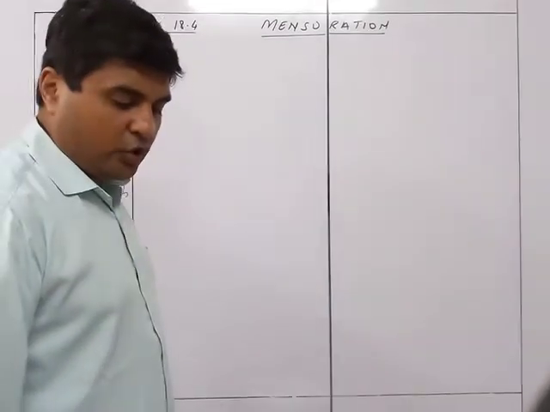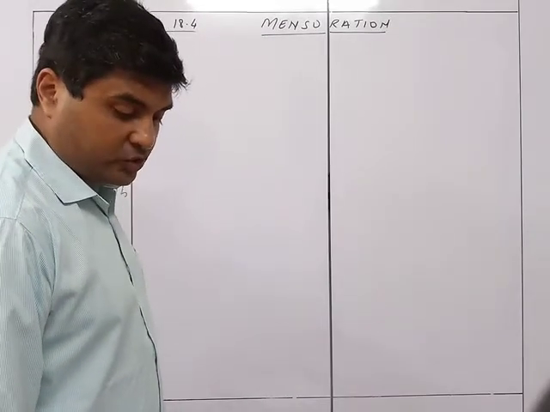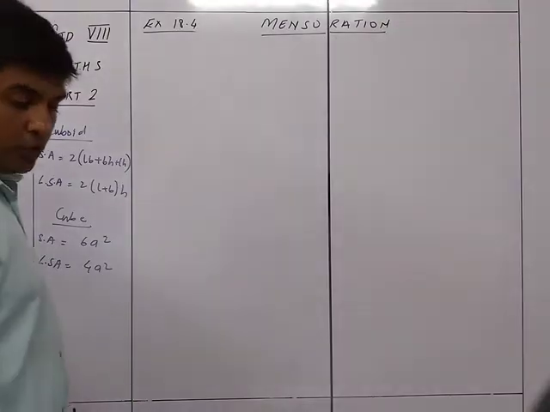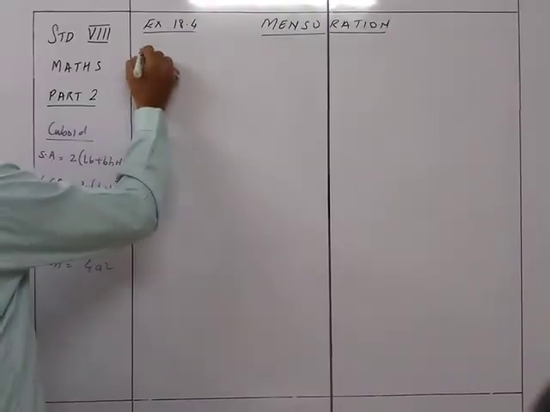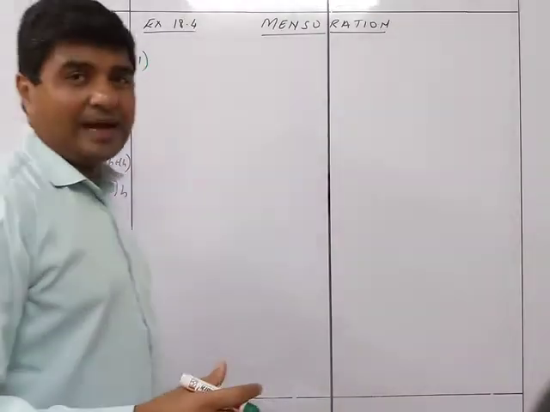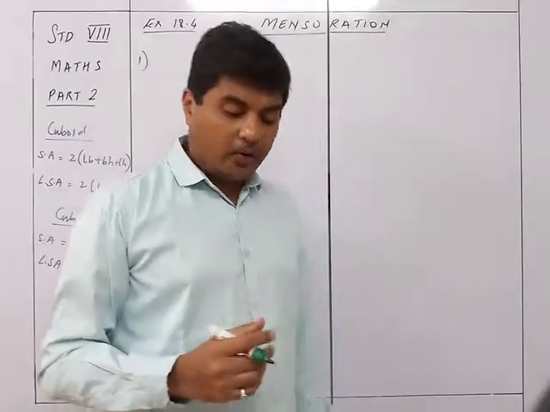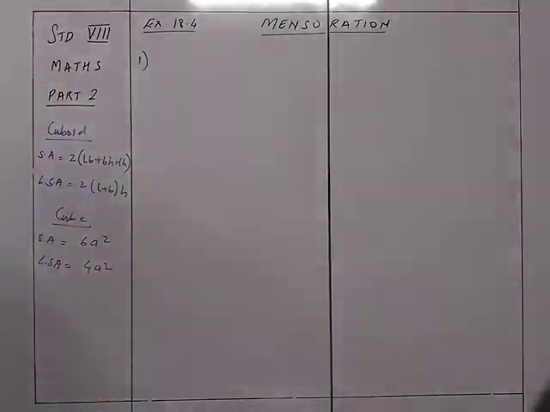The surface area of a cube is 384 centimeters square. Find the length of the edge and the volume of the cube. So first thing is the data. I told you, whenever you get the sum, we have to find out the data. It is very important to know what the data is, so that we can solve the sum very easily.